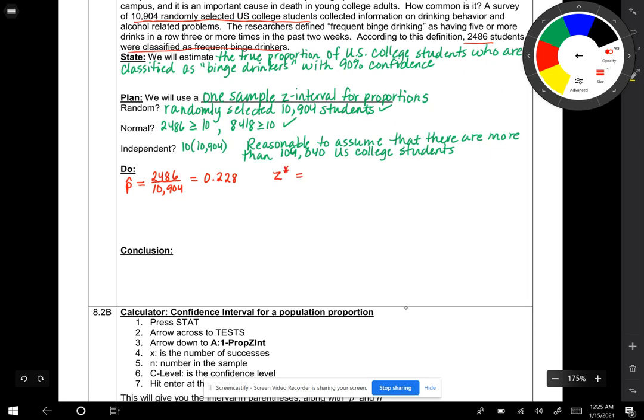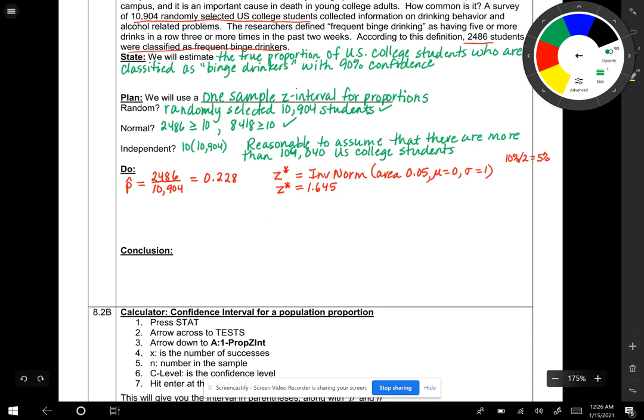Okay, now for the Z star. So we're going to use our inverse norm. Remember you have 10% divided by 2, and then just write that as a decimal. So that would be 0.05. So the area is 0.05. Mean is 0. Standard deviation is 1. But then your calculator will give you a lovely Z star value of 1.645. We have the 2 pieces of information that we need, and we can plug them into our formula.